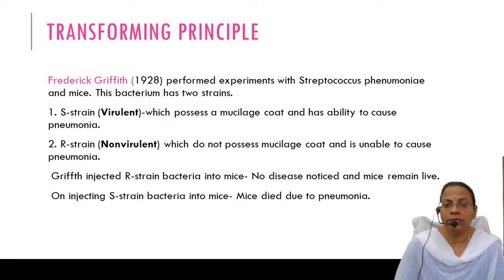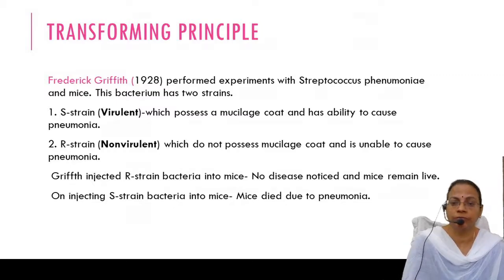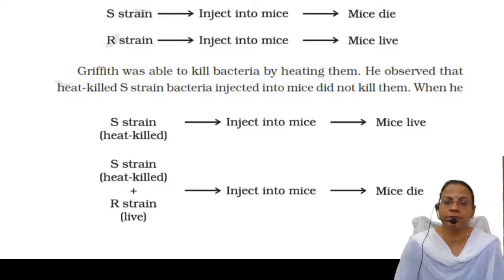He injected the S strain into a mouse and found that the mouse showed the symptoms and later died. Whereas when he injected the R strain into the mouse, it did not show any symptoms of pneumonia and it survived. These are the steps of how he conducted the transformation from one strain into another.